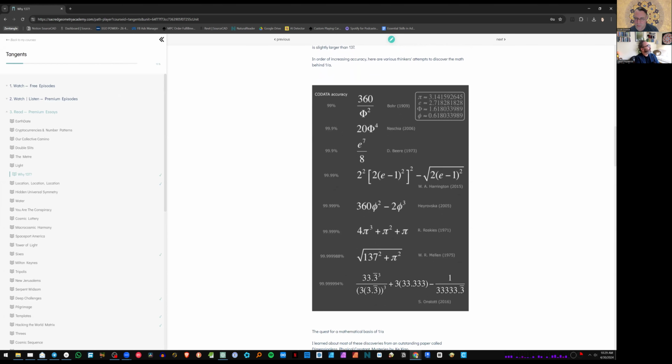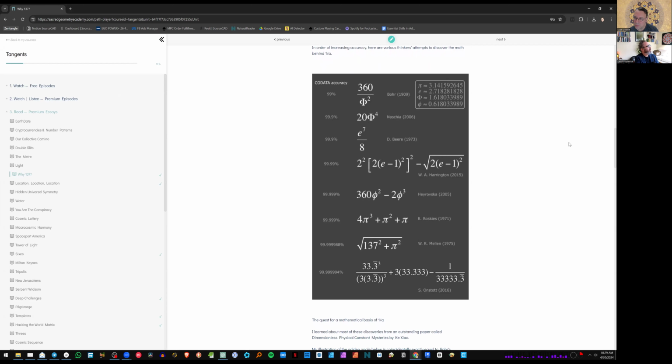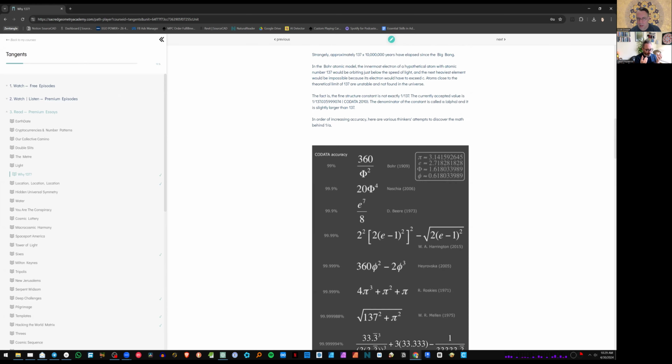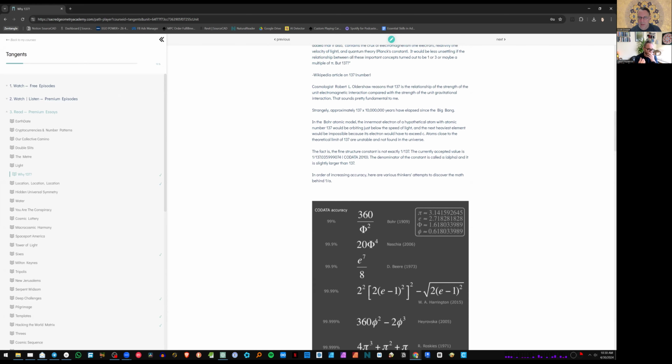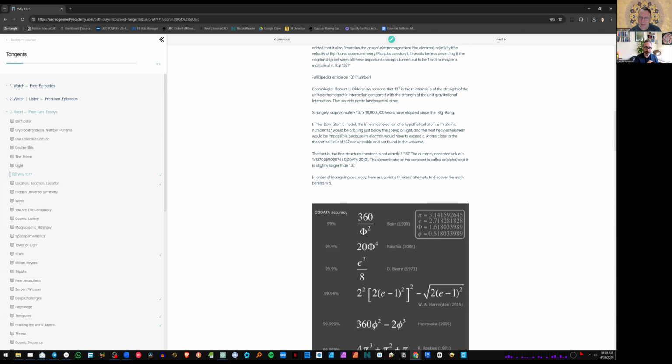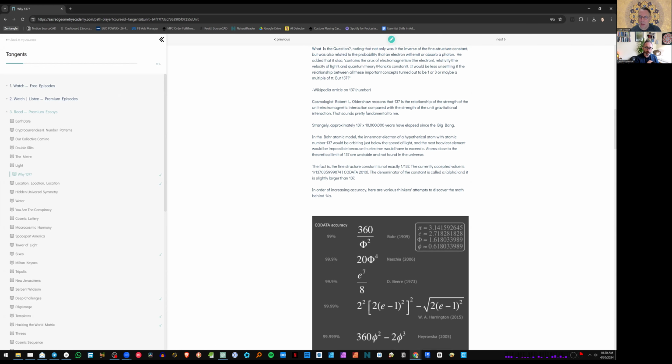Scott, can I just jump in? Am I right in thinking the fine structure constant is this kind of magic number which is responsible for allowing atoms to hold themselves together in just the right form? Is that what it's linked to? It's basically allowing chemistry to happen. Yeah, allowing bonding to happen.